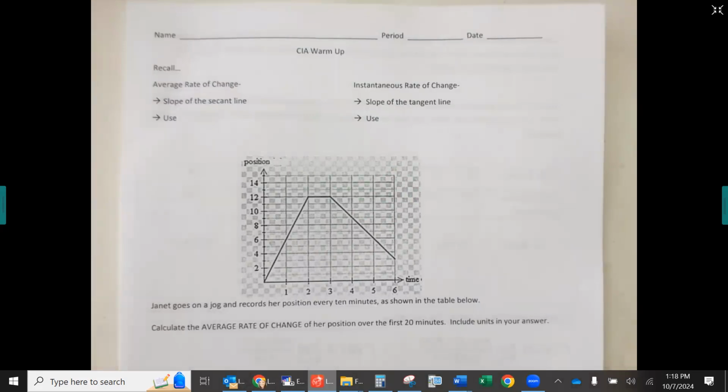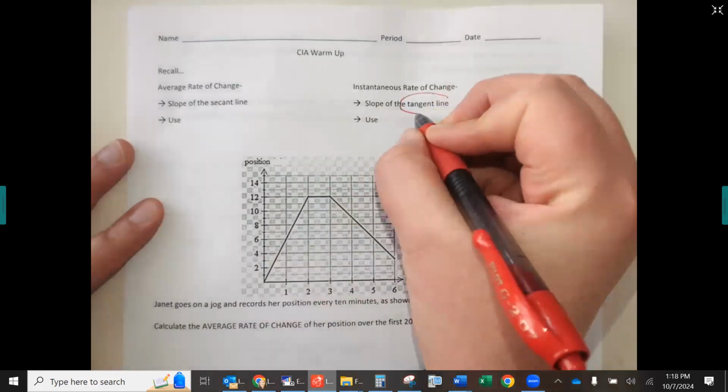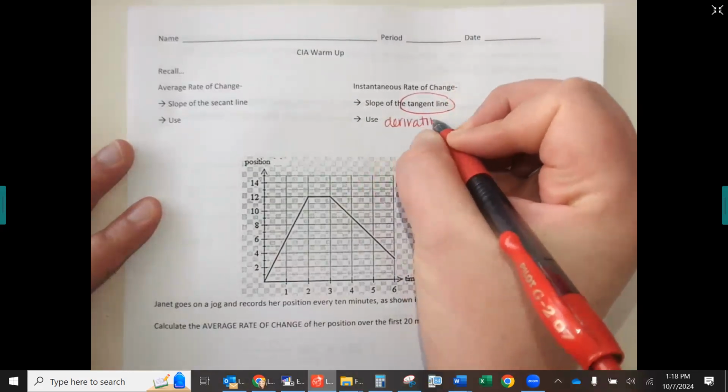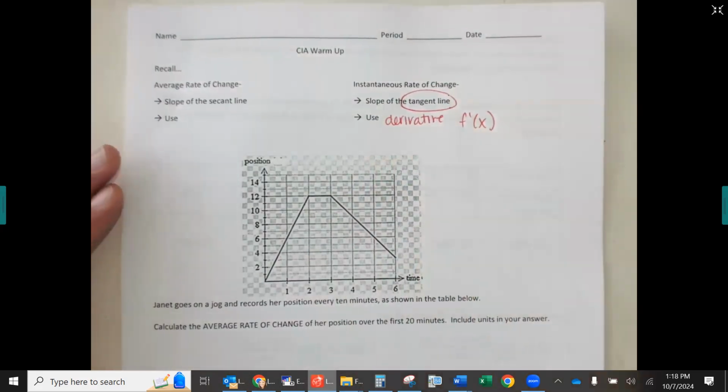So we've talked about that a rate of change is a slope. There are two types. Okay, instantaneous rate of change is the slope of the tangent line. And that's where you would take the derivative. Okay, so the f prime of x. Okay, an instantaneous rate of change would be the exact slope of the curve at that one x value.